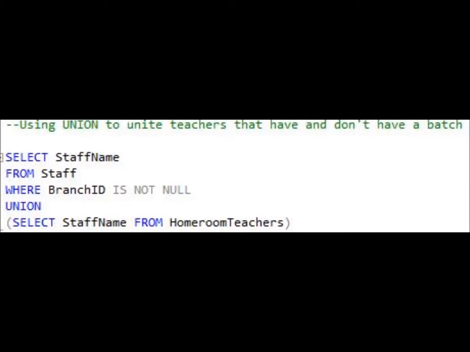Moving on, union uses 2 relations in order to create another. The 2 relations that are united need to be compatible. That is, they both need to have a type of data attribute that they share that can be combined with the data attribute of the other relation.